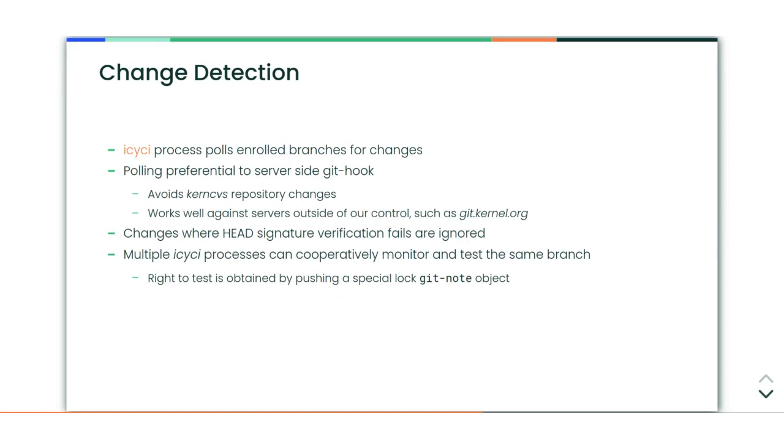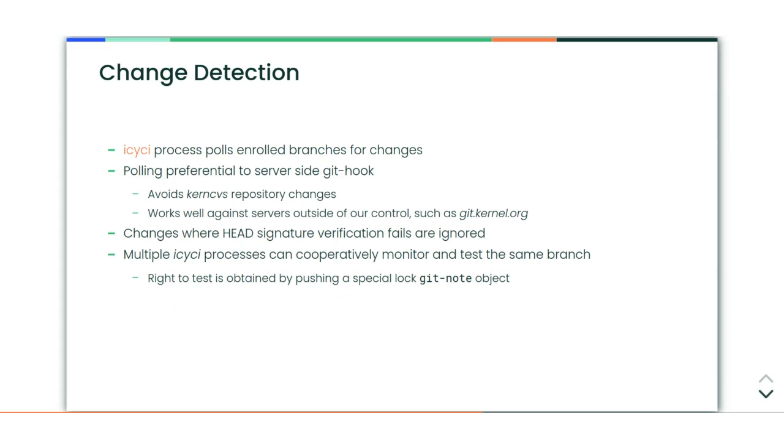So for change detection, I touched on that earlier. I worked on a separate process, this ICCI process, which handles polling the repository and branch of interest. I mentioned that I wanted to stay separate from kerncvs or not change any of the server-side hooks there, so it's purely a poll-based model.